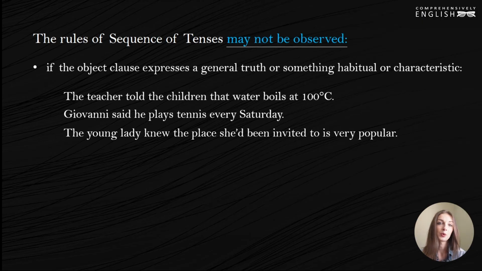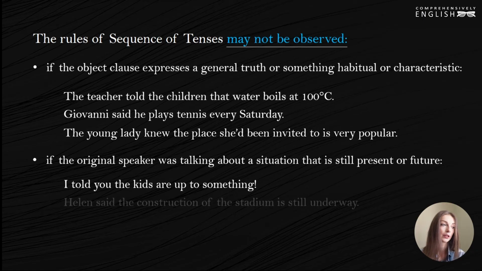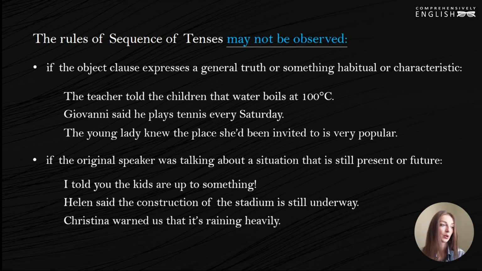Another situation in which you may not follow the rule of sequence of tenses is if the original speaker was talking about a situation that is still present or future. I told you the kids are up to something. Helen said the construction of the stadium is still underway. Christina warned us that it's raining heavily. In these sentences, we are speaking about situations that haven't changed yet. They are still present or they are yet to come. So we are not obliged to follow the rules of sequence of tenses here.